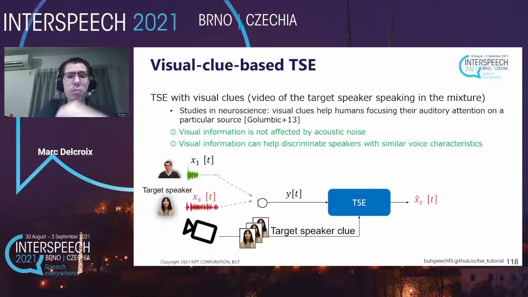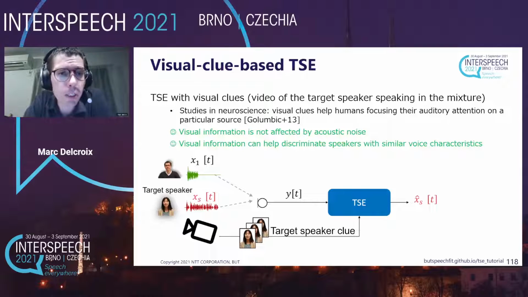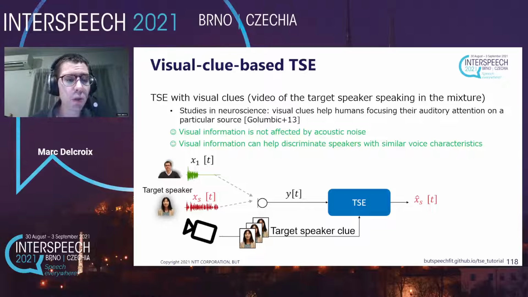Also, one other interesting property of using visual information is that obviously it's not affected by acoustic noise. And also, we've seen that when using audio clues, it has some trouble discriminating speakers when the voice characteristics are similar, but the visual clues may not suffer from the same problem.